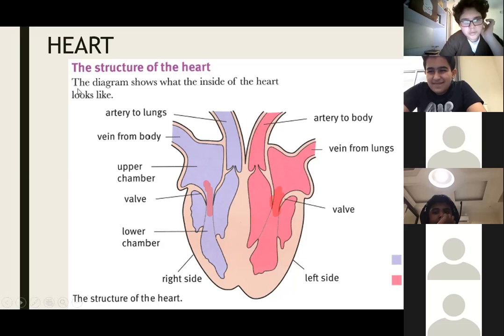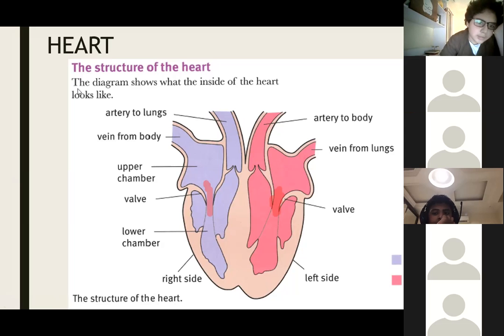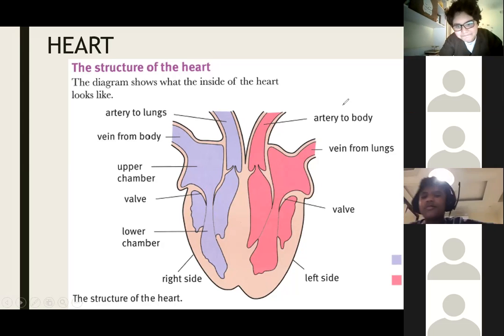So yeah, mister, did you see my homework? Yes, I think so. Okay, mister, can I read this? Yes, sure, why not? The diagram shows the inside of the heart, lungs, vein from body, upper chamber, valve, lower chamber, right side, left side, valve, vein from lungs, artery to body. All right, good job. I remember Yusuf Idris and Yusuf Bukhari's homework was really nice. And Yasin's homework was good. So I left my comments on it as well.